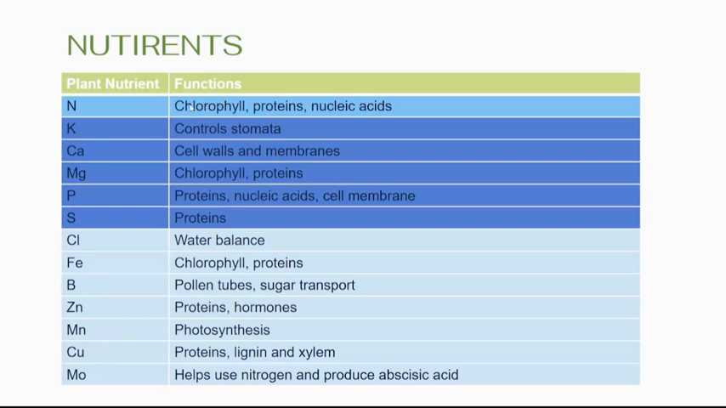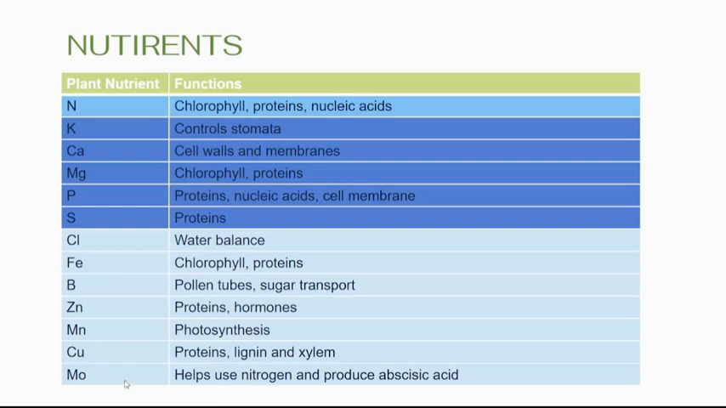So nitrogen is responsible for chlorophyll, proteins, and the production of nucleic acid. It means that it's pretty important. And potassium, as I said, controls the stomata, which is basically responsible for gas exchange and water going out of the leaf. So it's also very important. Calcium and all that, yeah. So you have molybdenum, I believe. Sorry, molybdenum. I forgot one of those pretty weird ones. This helps use nitrogen and produce abscisic acid.